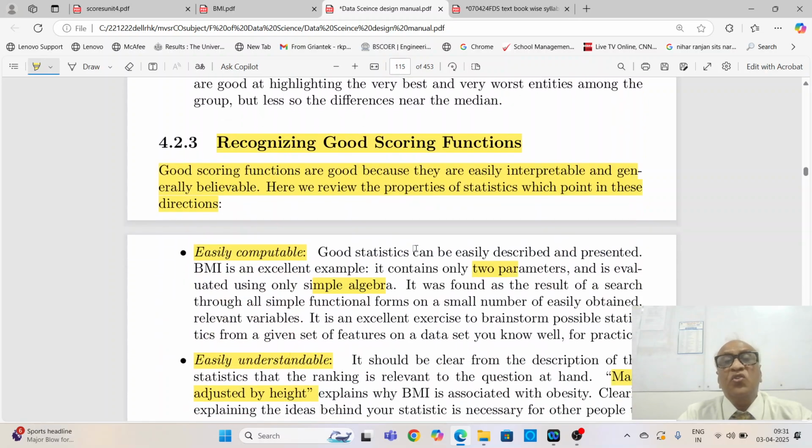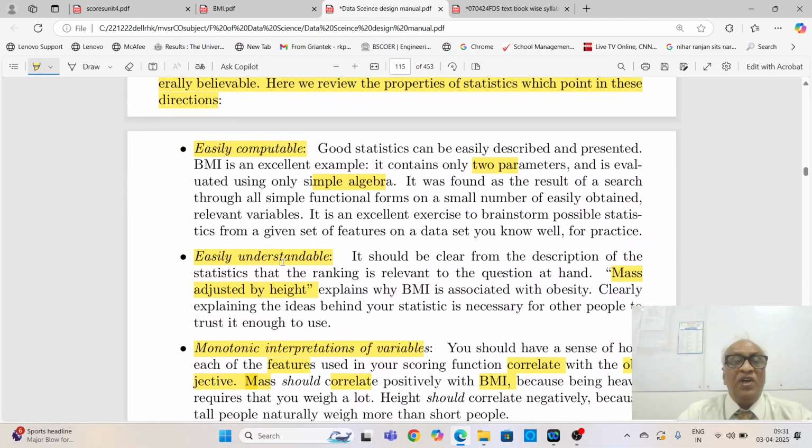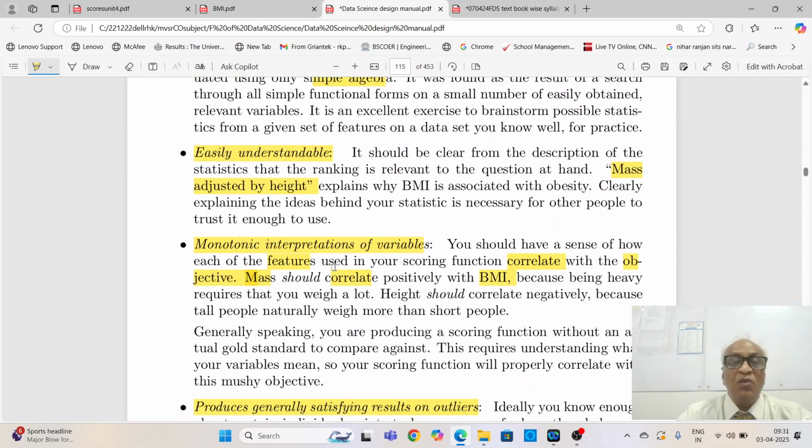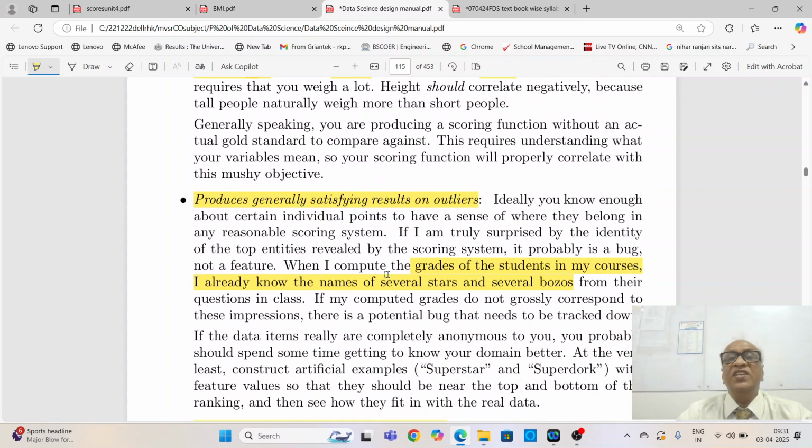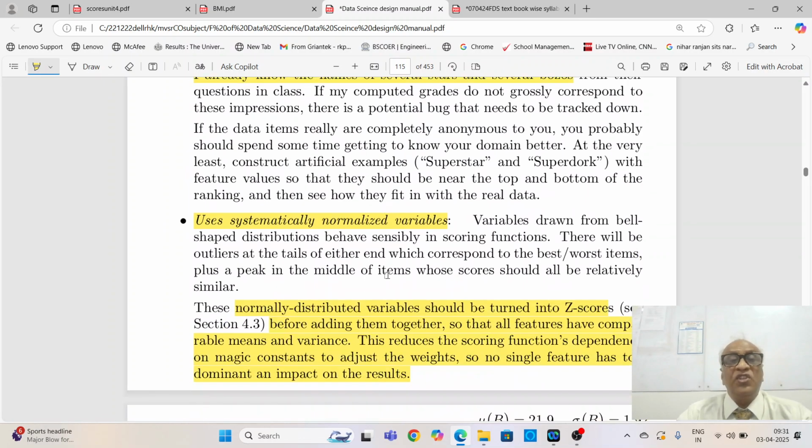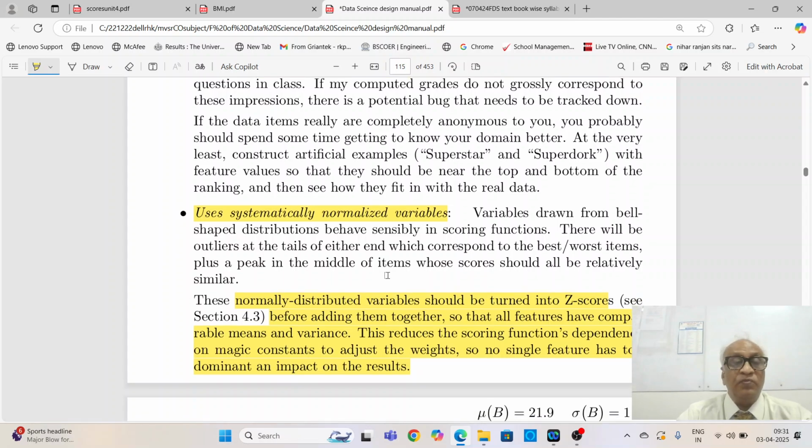Okay, which scoring function is a good scoring function? That can be easily said: if it is easily computable, that's a good scoring function. BMI is a very simple example where you are calculating mass and height square using simple algebra, and it is easily understandable. The interpretation of the variable is monotonic. The features are correlated with the objectives, is it not? And they generally produce satisfying results even on outliers also. They use normalized variables, maybe they use z-scores.